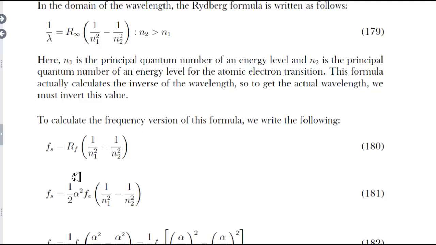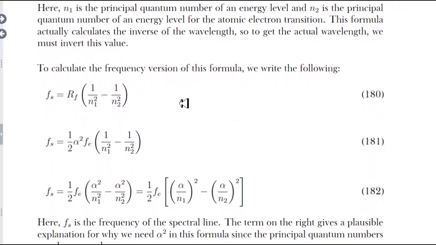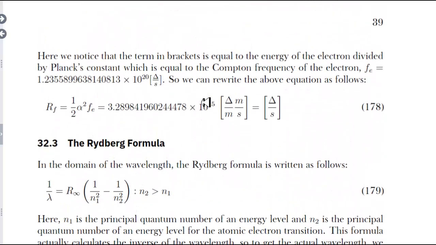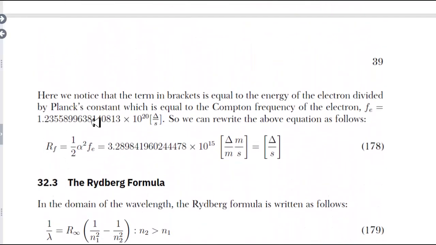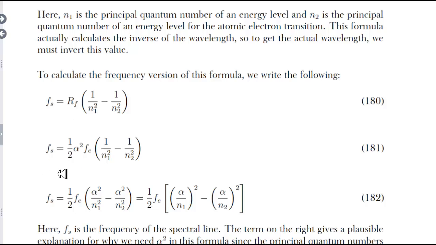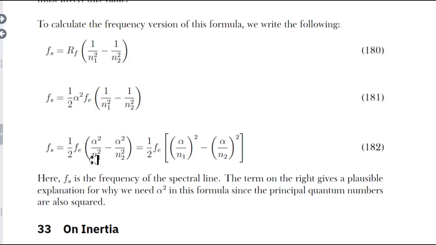So now what I want to do is play with this formula a little bit. I want to take this calculation that we did here, where we had the Rydberg constant in terms of the Compton frequency of the electron, and plug that in here. So instead of writing the frequency is equal to the Rydberg frequency times this, we have the frequency is equal to 1/2 alpha squared times the Compton frequency of the electron. Okay, then we're going to take this a little bit further.